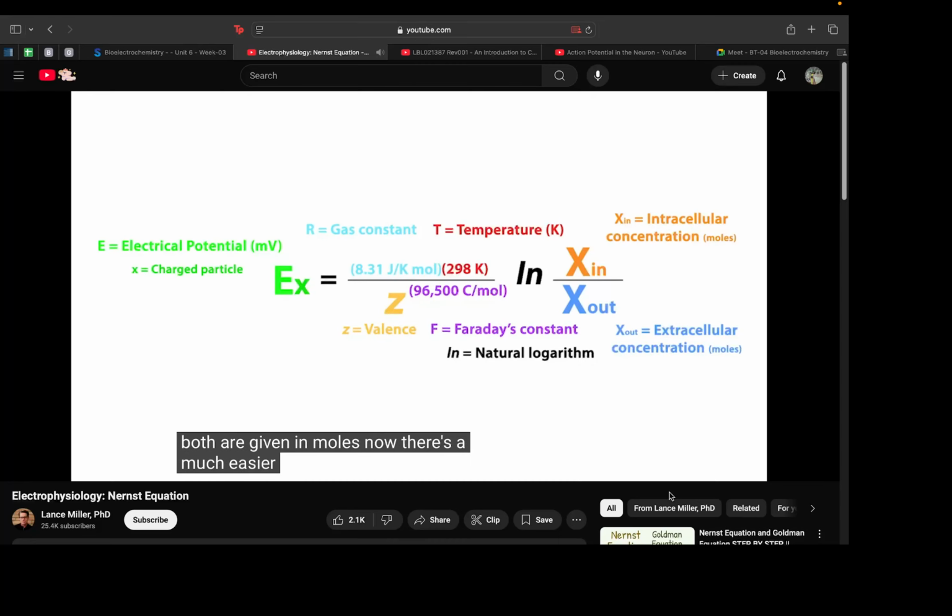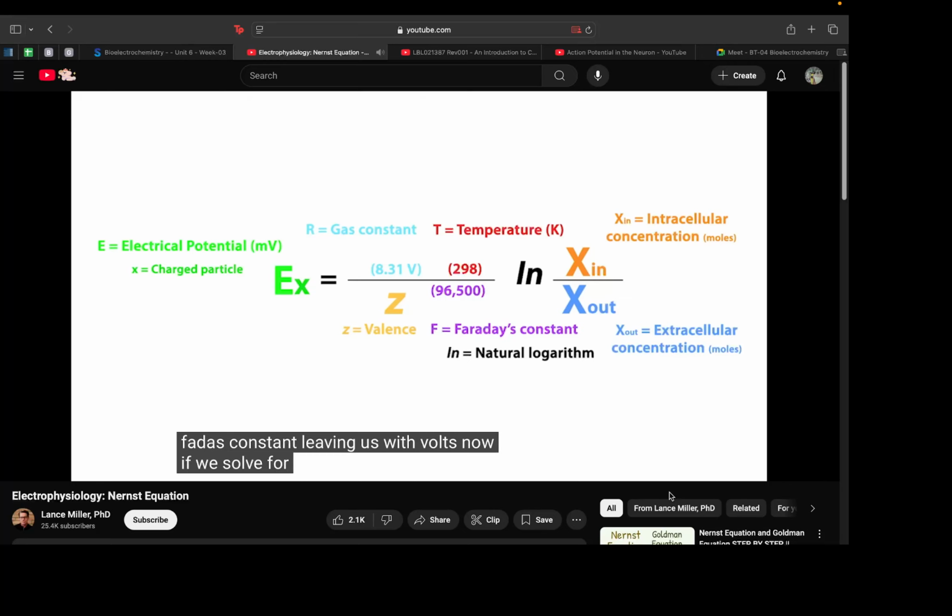Now there's a much easier way to remember the Nernst equation. I'll show you by simplifying it. First, we'll cancel out like terms. The Kelvin units in the gas constant and temperature cancel each other, as do the mole units in the gas constant and Faraday's constant. Next, let's convert joules to coulombs times volts, or V. And with that, we can cancel out the coulomb units in the gas constant and Faraday's constant, leaving us with volts.